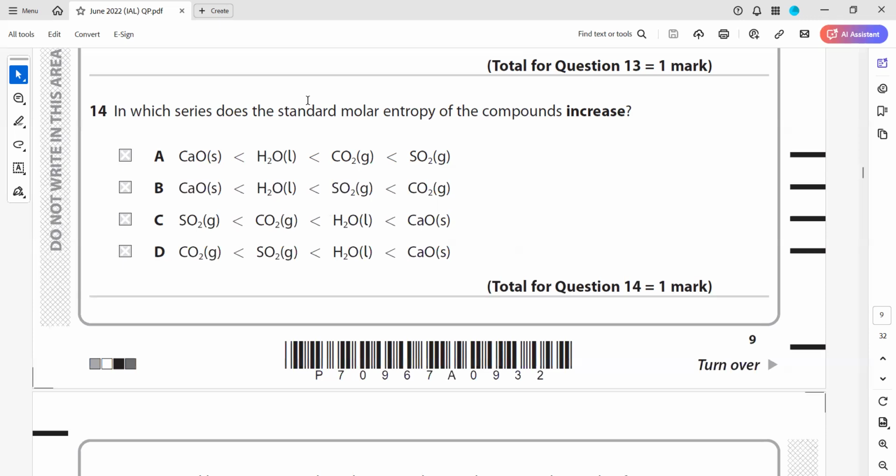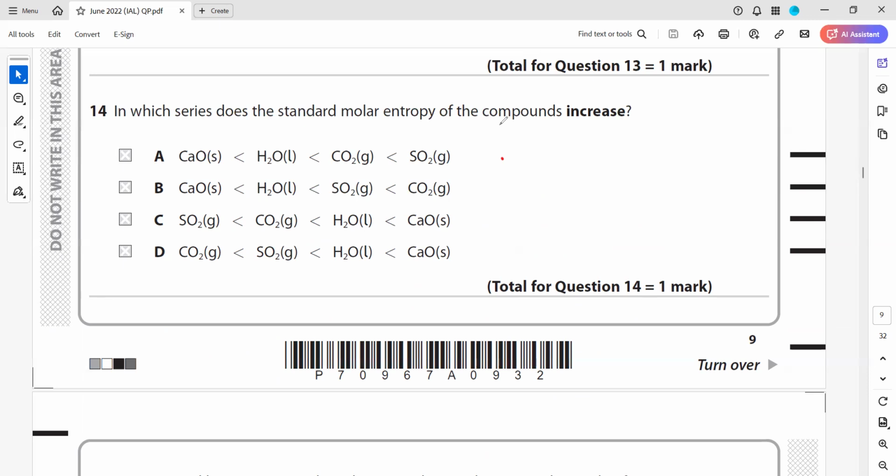In which series does the standard molar entropy of a compound increase? First, a solid will have the least, then liquid, then gas. Gas particles like sulfur dioxide and carbon dioxide, both CO2 and SO2. Then we check which contains the maximum total number of electrons. Sulfur is having 16 electrons, carbon is having 6 electrons.